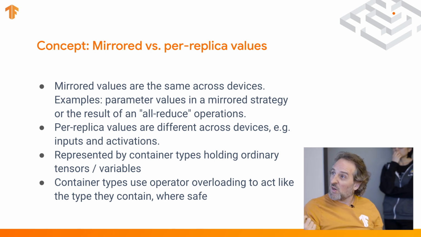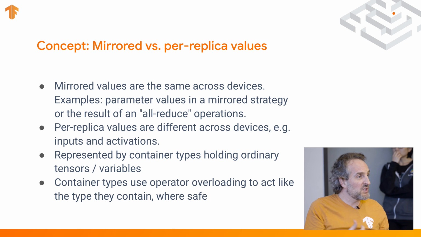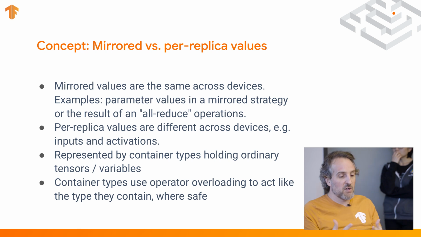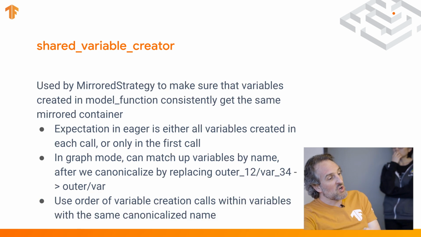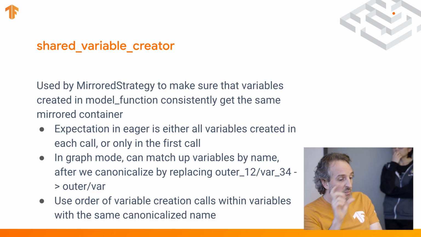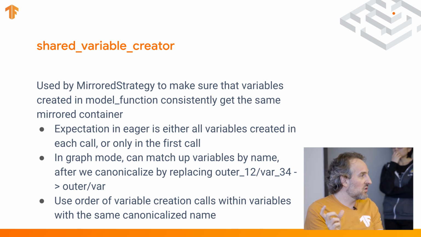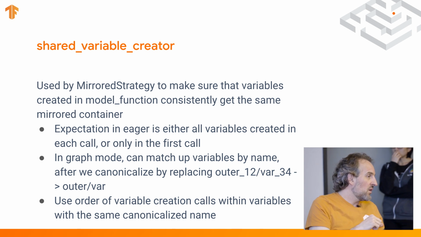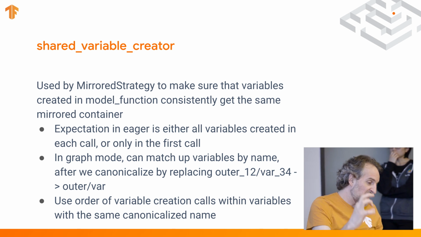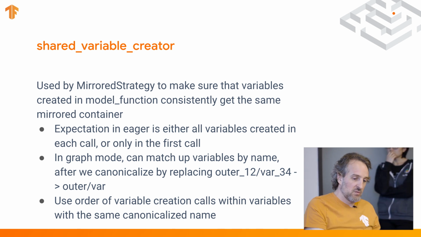And then there's this shared variable creator, which is, in addition to us intercepting variable creation in order to create mirrored variables instead of regular variables, we want to make sure that each call to the model function produces the same variables. There are a number of heuristics that we use to make sure that when you create a variable in each model call, we return the same variable as was created for the first model call.